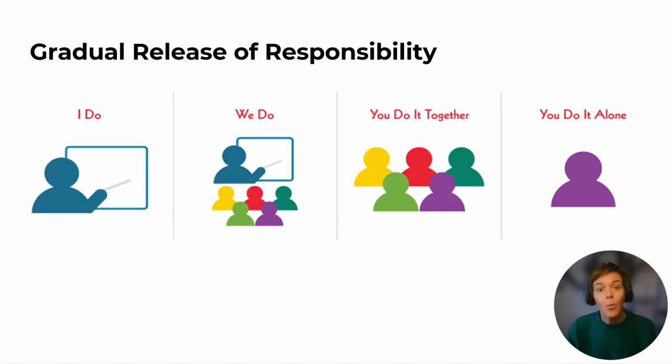Sentence frames fit with the gradual release of responsibility, which we talk about in Foundations too. So the stages of GRR, if you'll recall, are I do, we do together, y'all do, meaning students do it together with teacher support, and then finally, you do, where students do it independently.